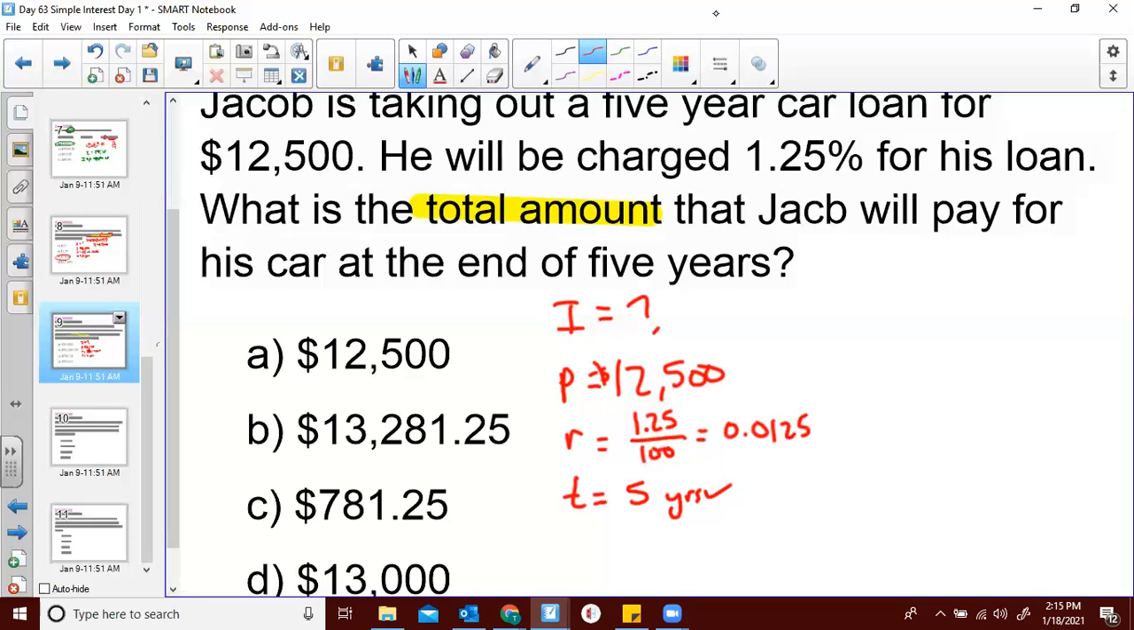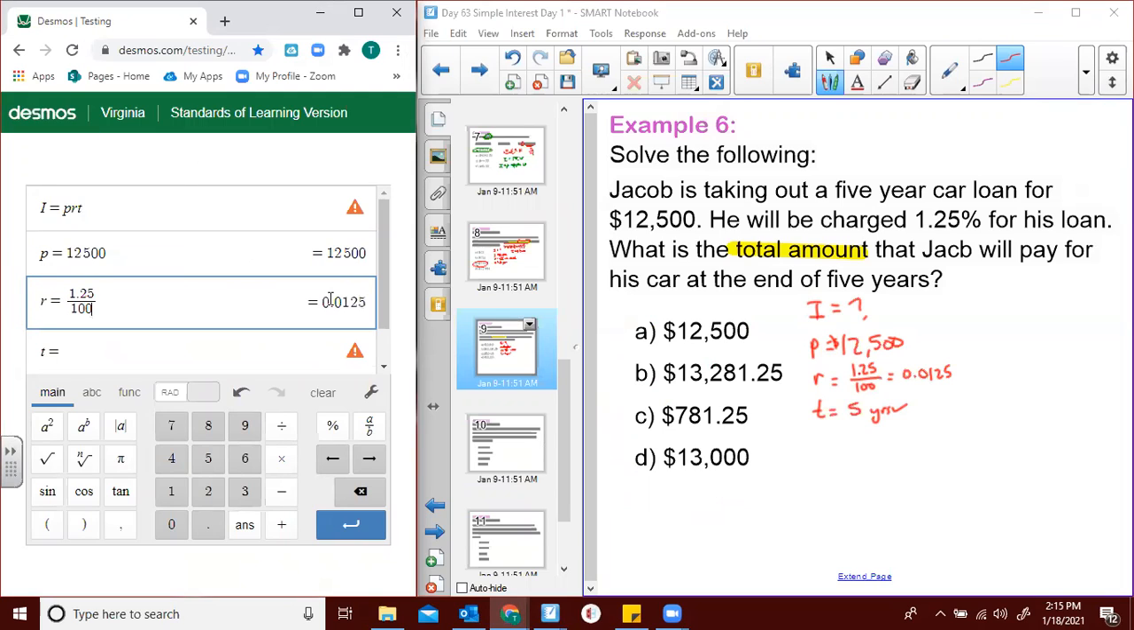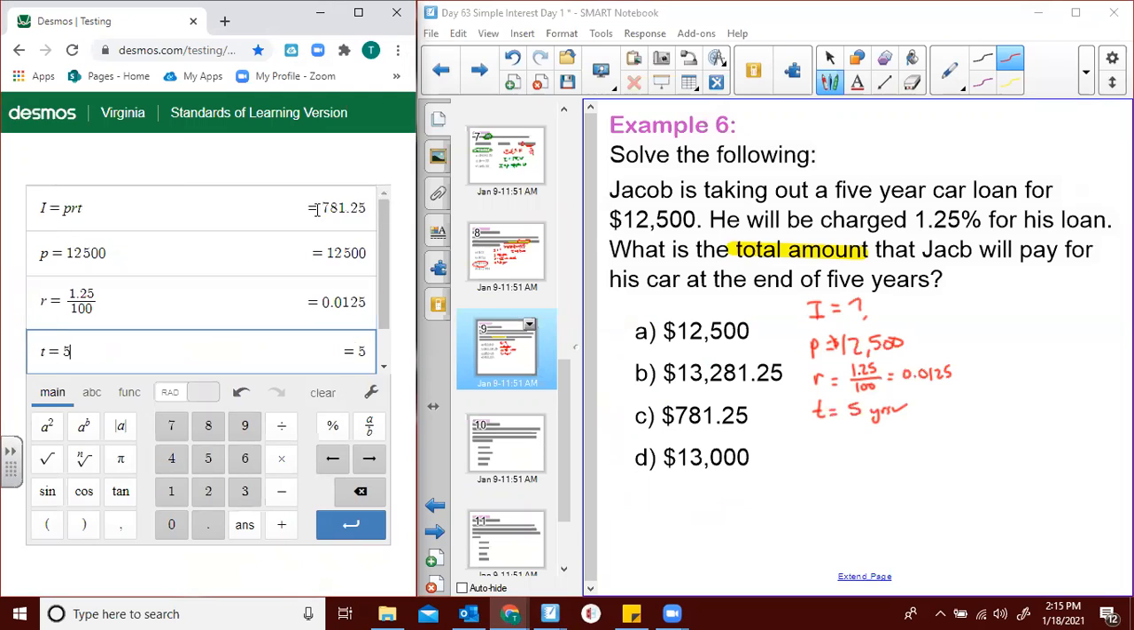All right, so let me go ahead and pop this open in Desmos. So my principal is 12,500. My rate, remember I told you, you could type in 1.25 divided by 100. And look, it gives you that decimal, right? And our time was 5 years, so we had no problems there. So our interest is $781.25.